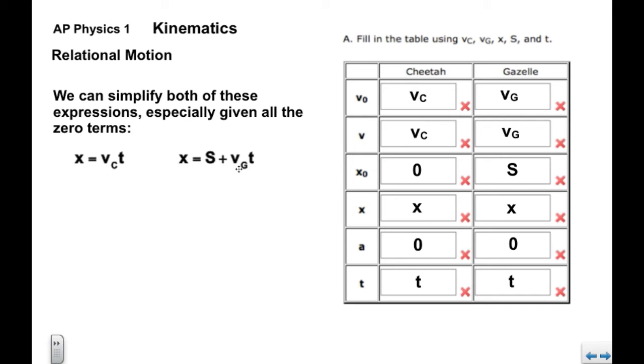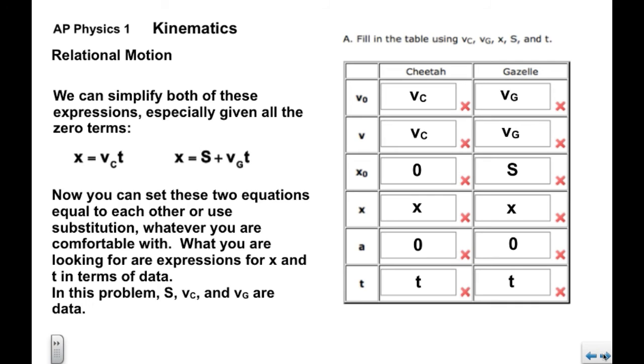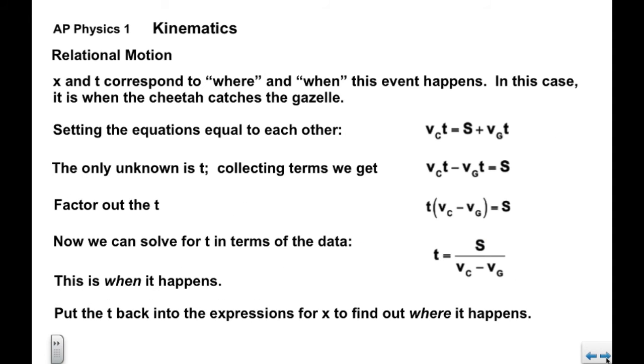The rest are pieces of data. The unknowns are where and when, x and t. So you can solve this a number of different ways. I would tend to, in this case, set the two equations equal to each other because they're both equal to x. So we'll set them equal to each other.